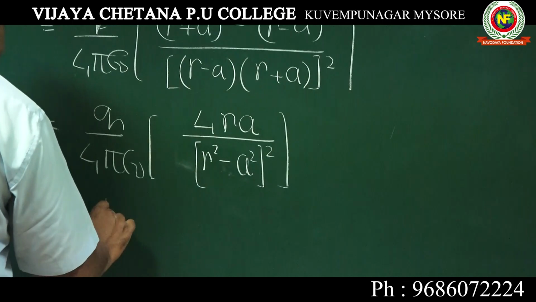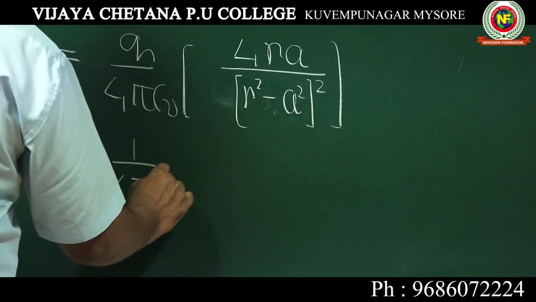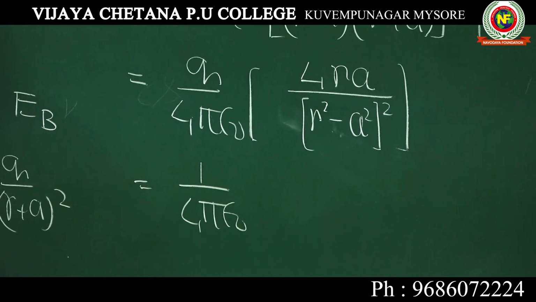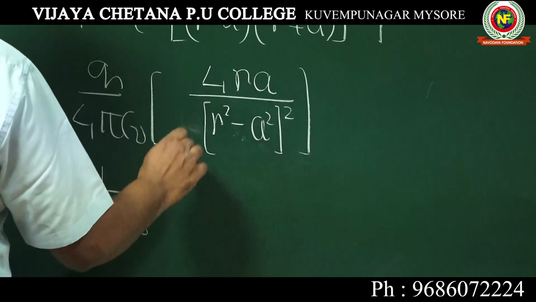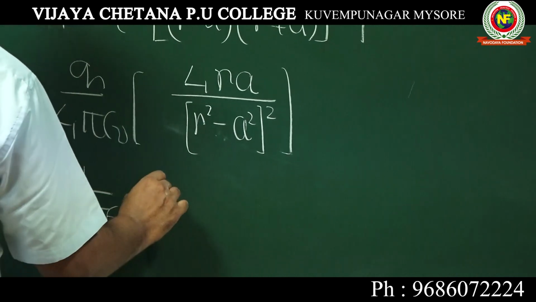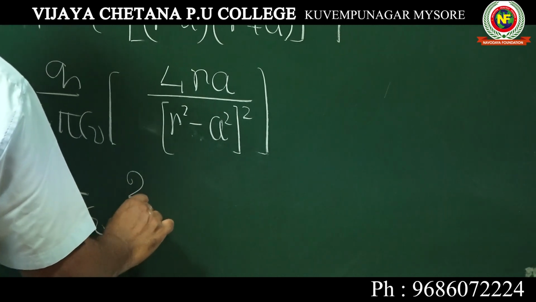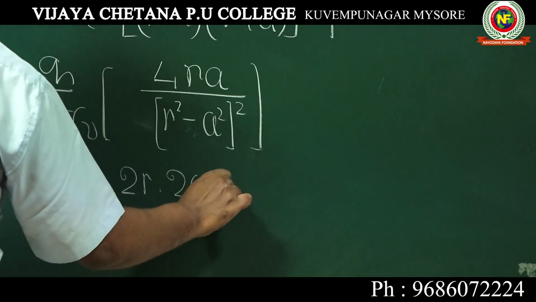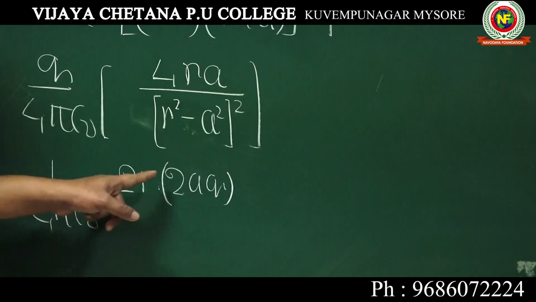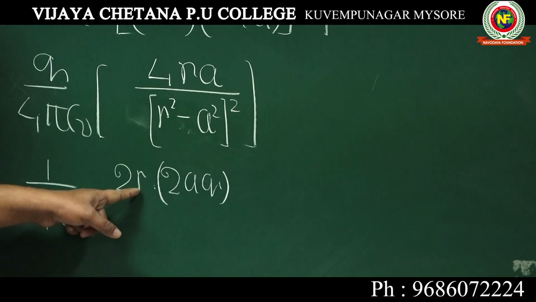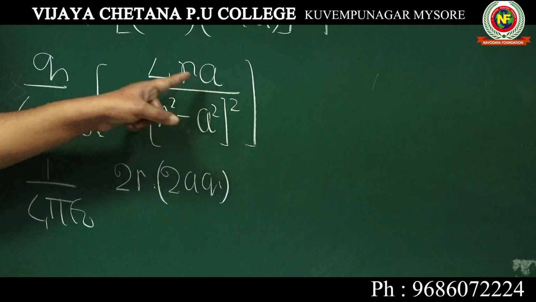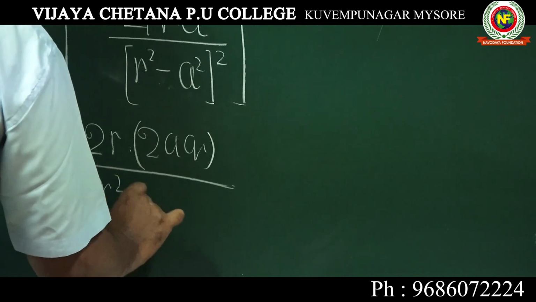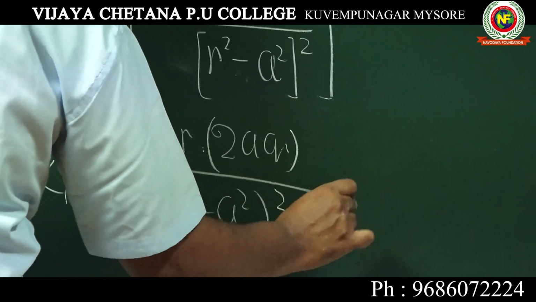Try to understand. I write this as 1 by 4 pi epsilon naught, 4ra along with this q. I write like this: 2 times 2r times 2aq. Is it okay to write like this? See here, 2 twos are 4, raq, raq, everything is same, divided by r square minus a square whole square.